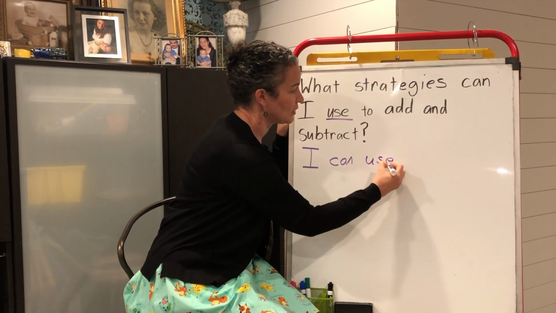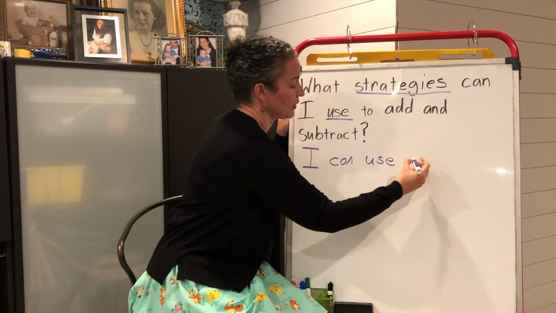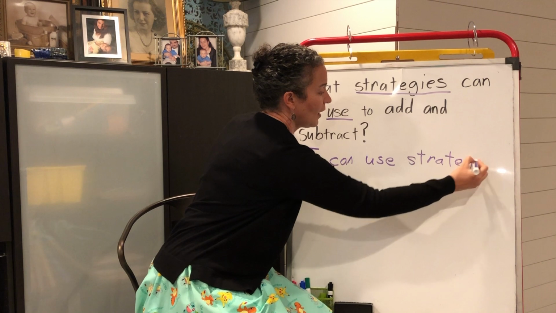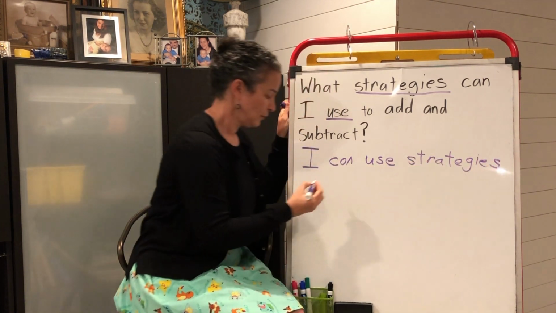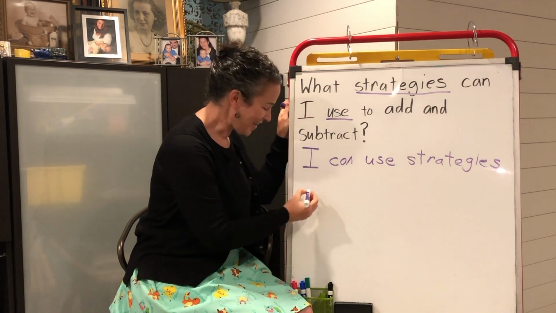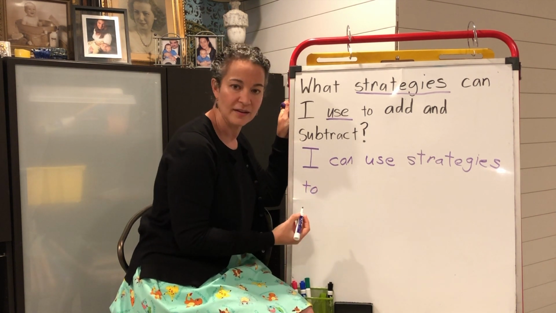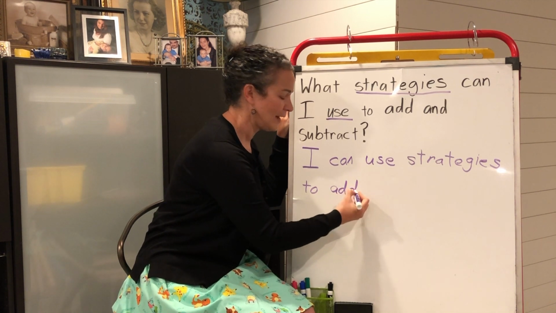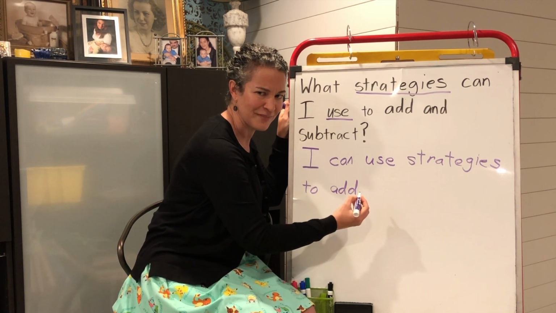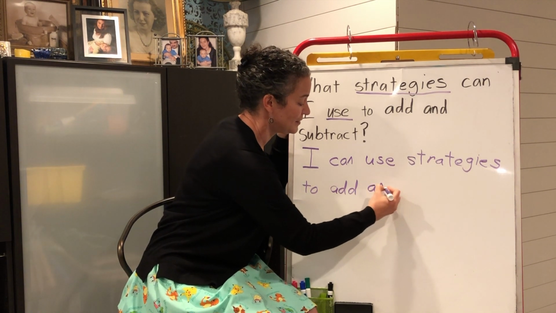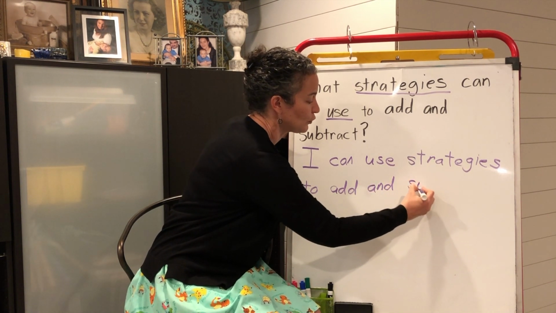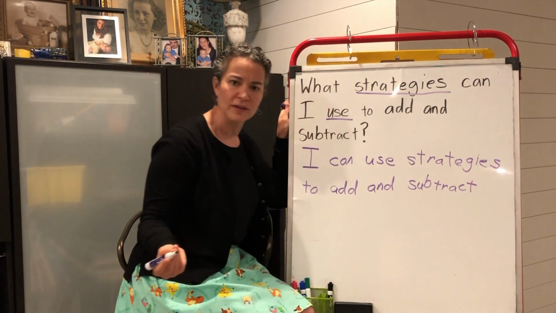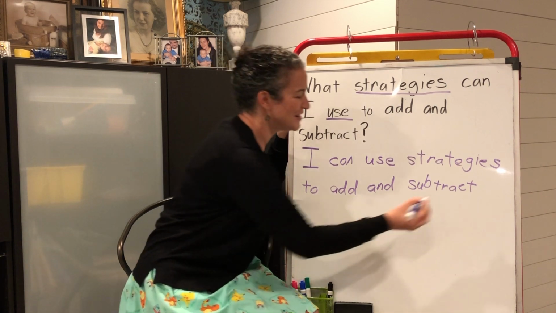Use, strategies. I'm going to borrow it because it's right up here, my friends. S-T-R-A-T-E-G-I-E-S, to. How do I spell that little word to? Yes, to, add. What do I hear? Yes, A-D-D, and you know how to spell this word. Let me hear you. That's correct. A-N-D, subtract. S-U-B-T-R-A-C-T. And what goes at the end of my statement, my friends? Yes, I need a period.